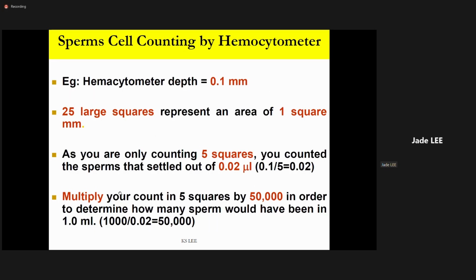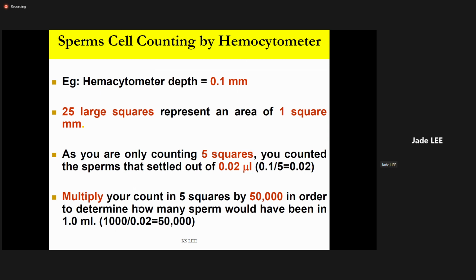this formula. For instance, the hemocytometer depth is 0.1 mm, so the 25 large squares represent an area of 1 square mm. As you are only counting 5 squares, you don't have to count all 25. You only get the rough number. So you count the sperm cells in your sample. That is out of 0.2 microliter, which is 0.1 over 5, which is 0.02, because the depth is 0.1.